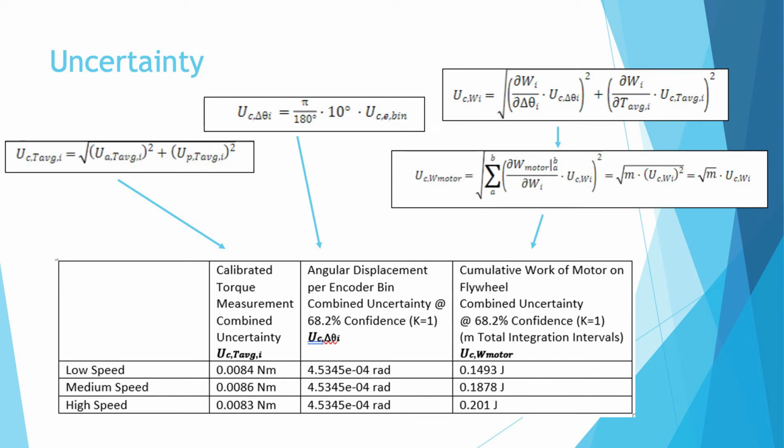This week, the team also conducted uncertainty analysis at low, medium, and high speeds, found the torque calibrated uncertainty measurement and the angular displacement per encoder bin uncertainty. And using those two values, we were able to calculate the combined uncertainty of the work of the motor, which will then be compared to our W discrepancy term.